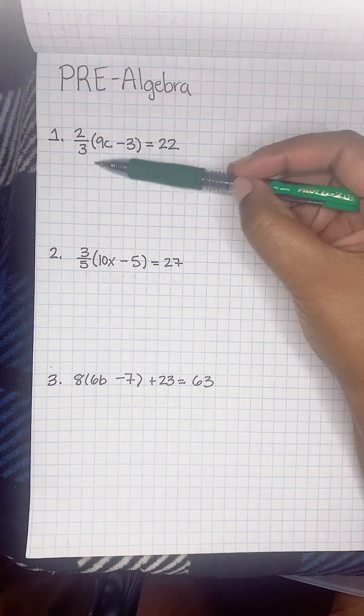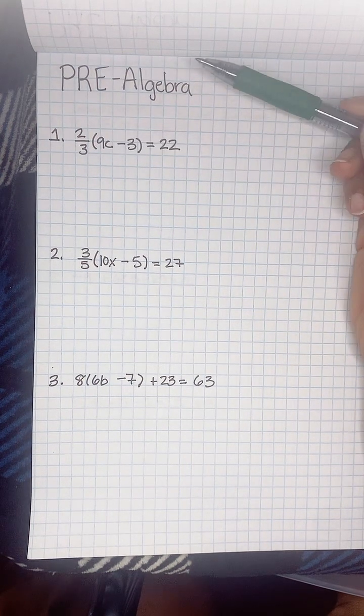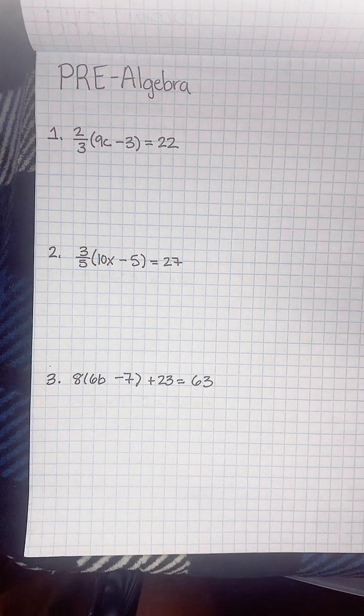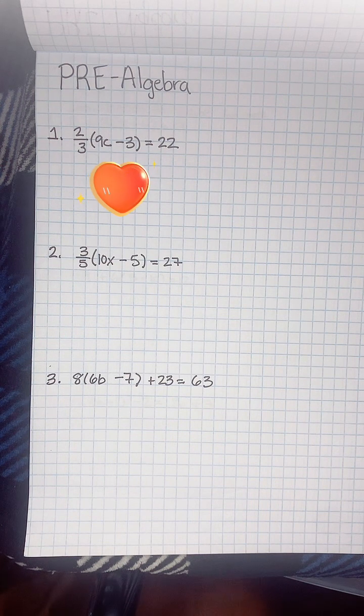So here we have 2/3 (9c minus 3) equals 22. All right. Thank you, Pat, for the heart. You're saving my life right now. Wonderful. Oh, thank you. I'm glad to be of help.